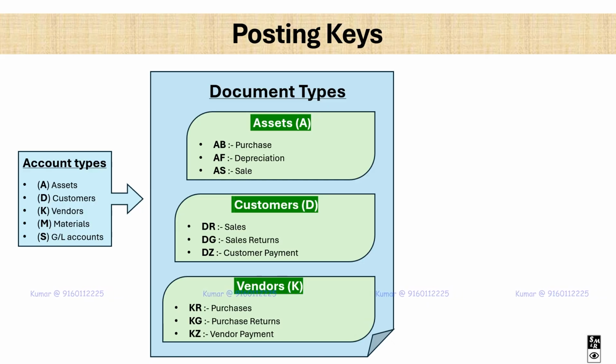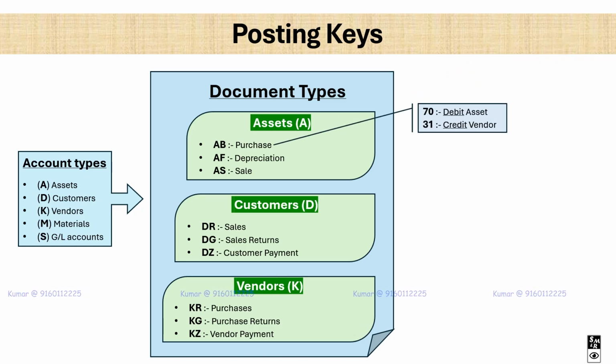Okay. This is all about document types. So when we do purchase, this is the journal entry: debit asset, credit vendor. When we debit the asset, posting key 70 is used. Here we are not going to use debit and credit. We are going to use the posting keys, because by using the posting keys we can identify what the account type is and the posting key.